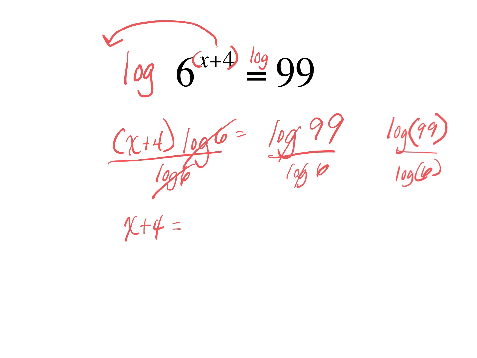Would that be 2.56? Is that what you guys are all getting? Yes. Cool. It's kind of scary. So what does that make x? X would be negative 1.44. Nice.